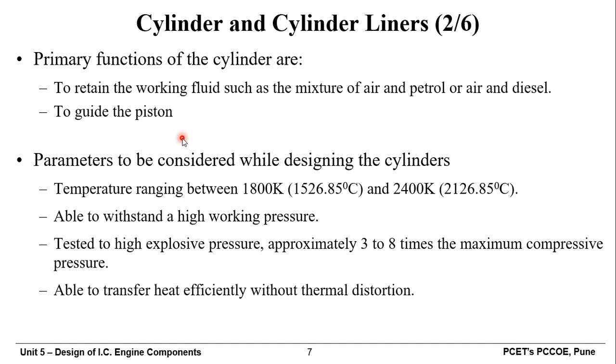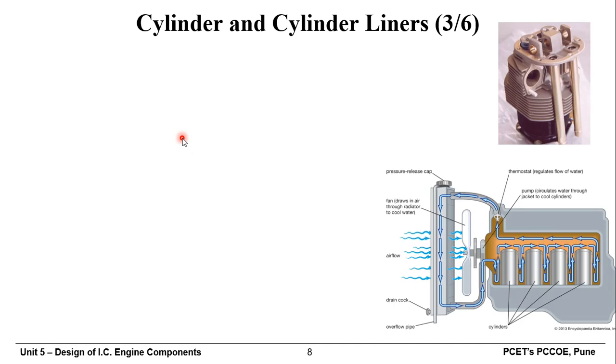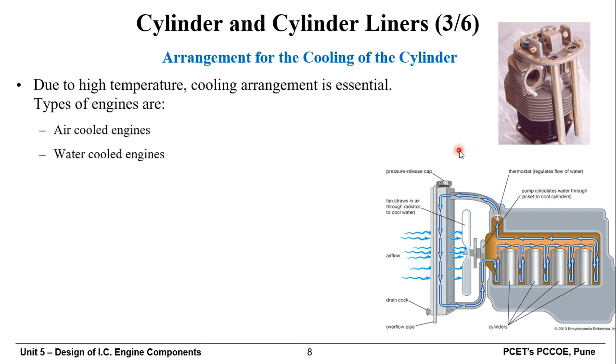Then the cylinder should be able to transfer heat efficiently without thermal distortion. Continuous heat generation is there, so that heat needs to be dissipated continuously and at a very high rate to the atmosphere. And for that we need to make some arrangement for cooling. In figure 1 on the right top and figure 2 on the right bottom, you could have easily guessed which cooling arrangement we are talking about.